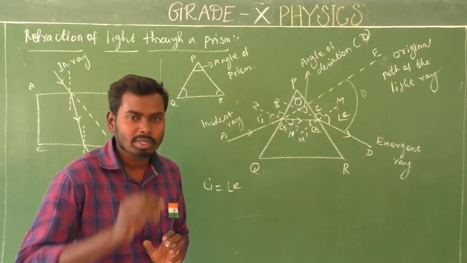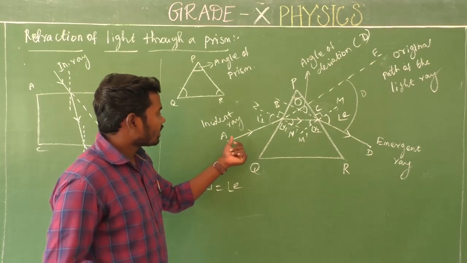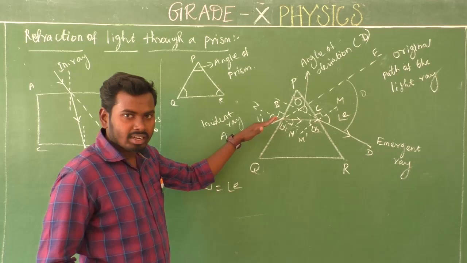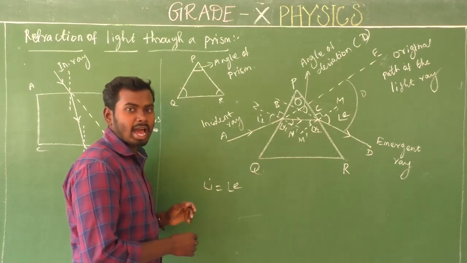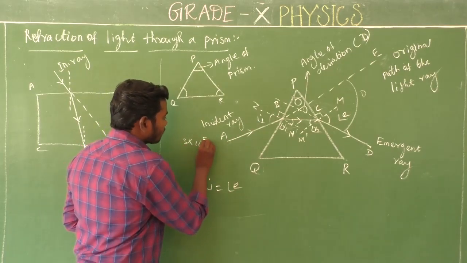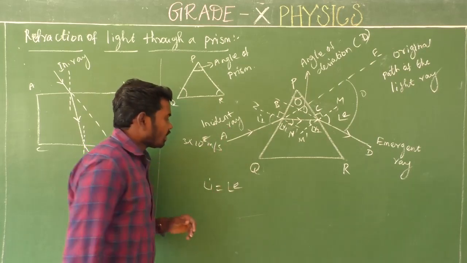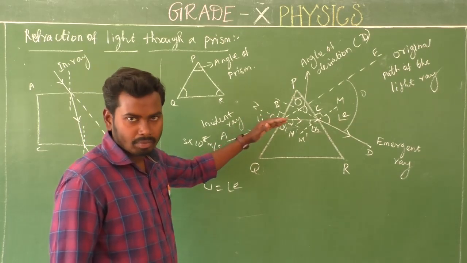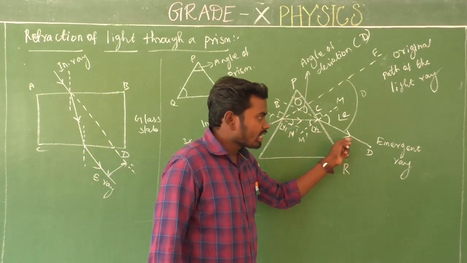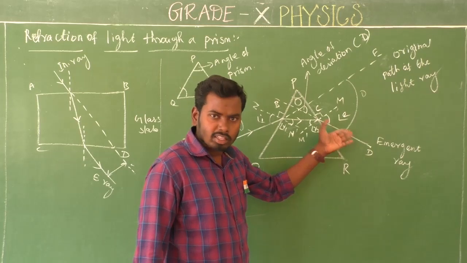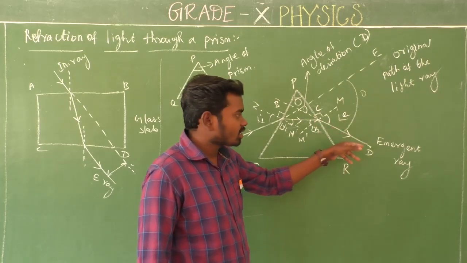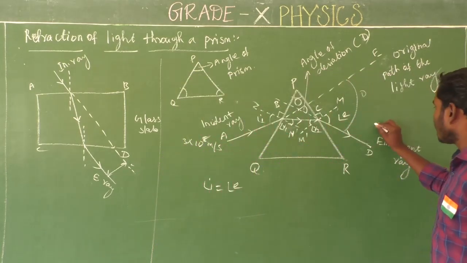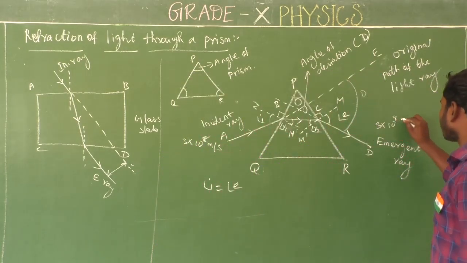Why, sir? You may ask me why. Because look here. Here the incident ray travels in what medium? Air medium. What is the speed of light in air? 3 × 10^8 meters per second. That is the speed of light in air. Am I right? Yes. Look here. The emergent ray also travels in the same air medium. What is the speed of light in air? The same, 3 × 10^8 meters per second.